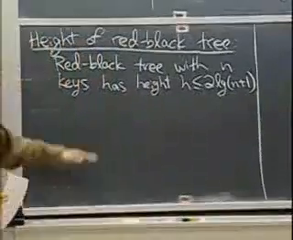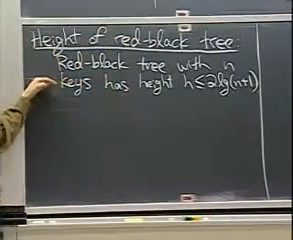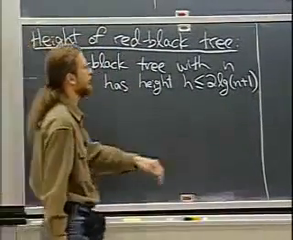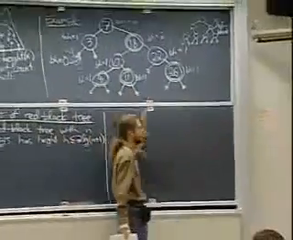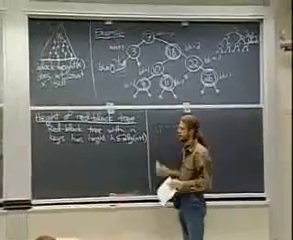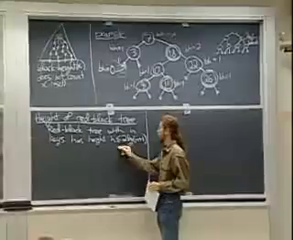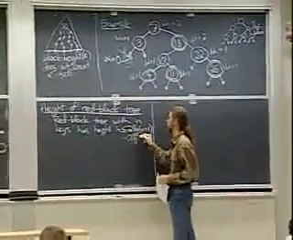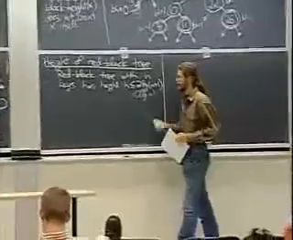So the claim is that the height of a red-black tree with n keys, so I'm not saying nodes here because I really only want to count the internal nodes, not these extra leaves that we've added, has height at most 2 times log of n plus 1, so order log n. But we have a pretty precise bound of a factor of 2.